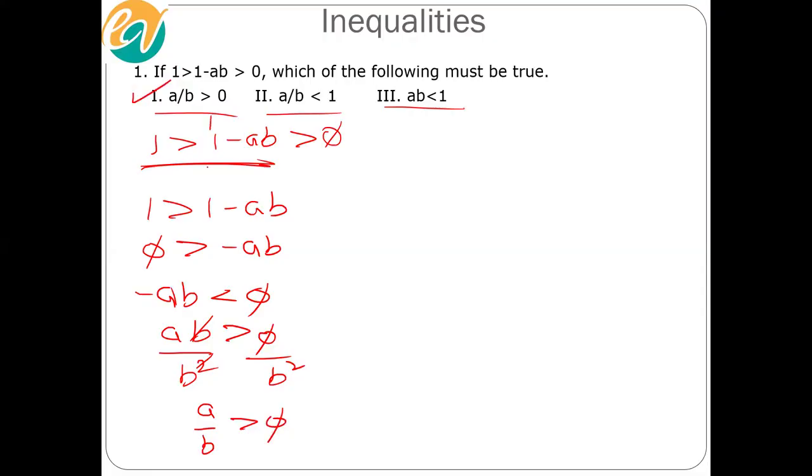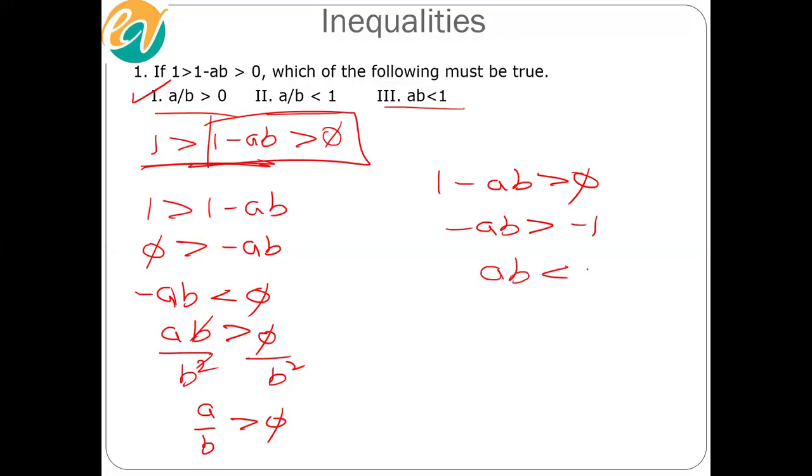Okay, now let's take this part of the inequality. 1 minus AB is greater than 0, which means minus AB is greater than minus 1. Now what do I do? Multiply both sides of inequality by minus 1. Since I'm multiplying by a negative number, what happens? Inequality sign flips, and that's exactly what this is. There is no way I can conclude second. So as Anand very rightly pointed out, first and third statements are correct.